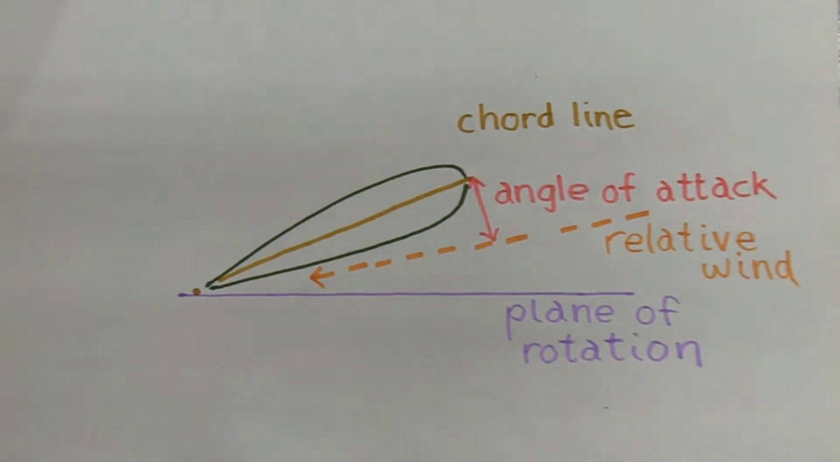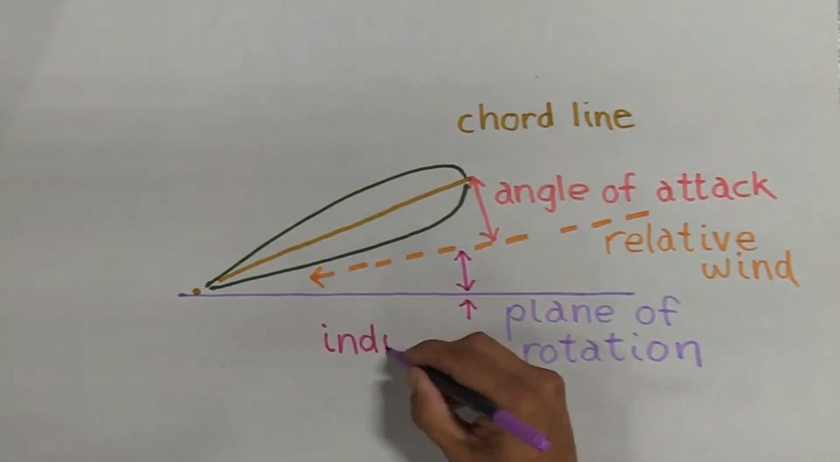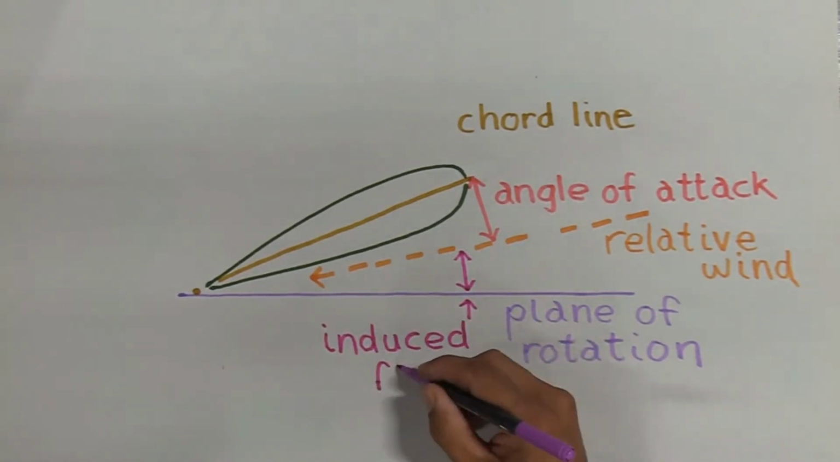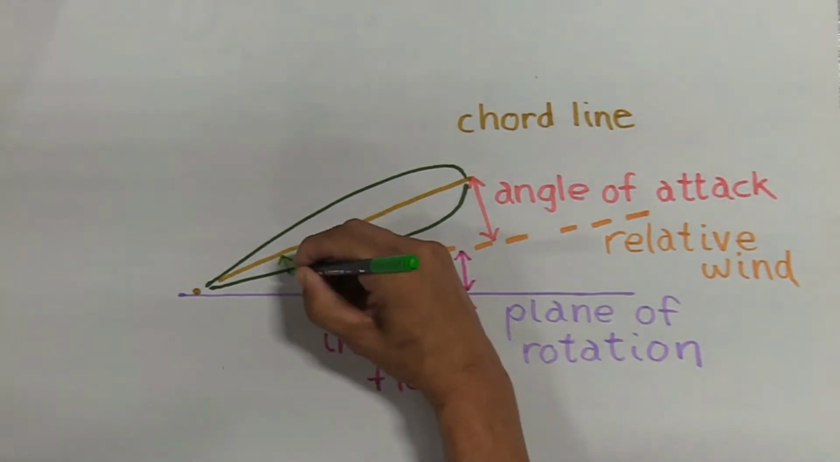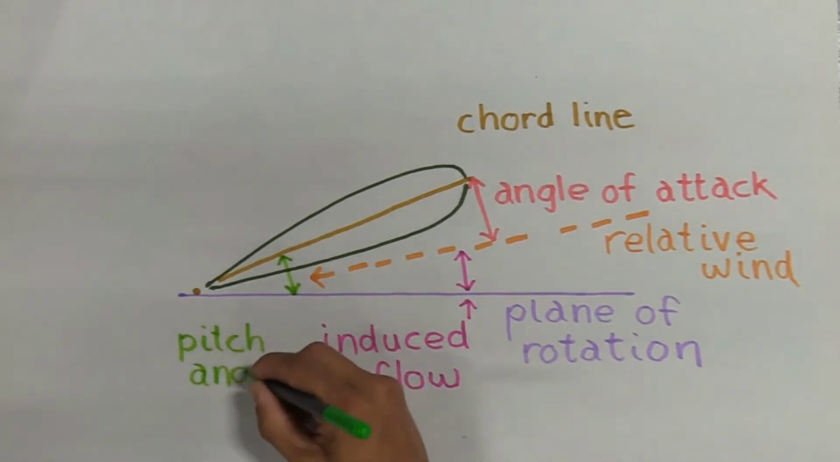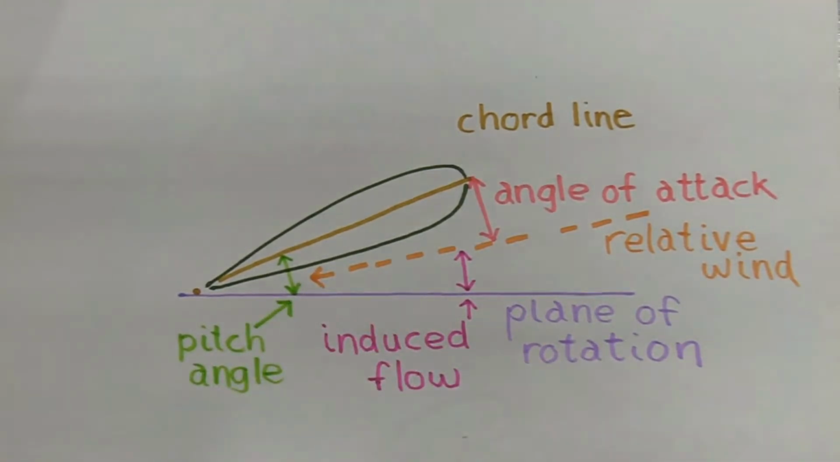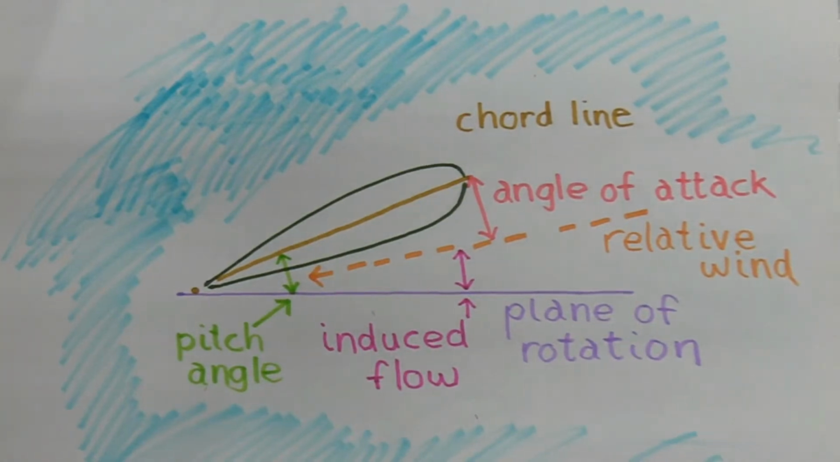Now down here, this is what we consider to be our induced flow. Induced flow is actually bad. We do not like it. And you can see if you have more induced flow, you have less angle of attack, meaning you have less lift. Now your overall angle from your chord line to your plane of rotation is a mechanical angle, not an aerodynamic angle. This is your pitch angle, and that is simply how much pitch you have compared to the plane of rotation.